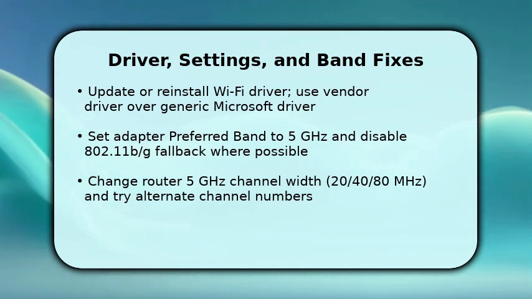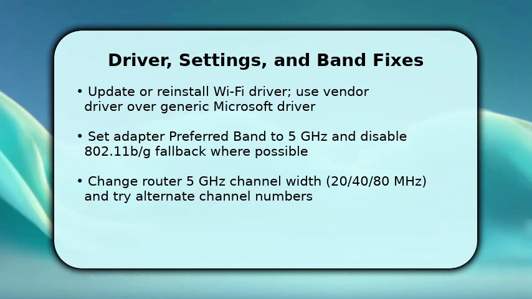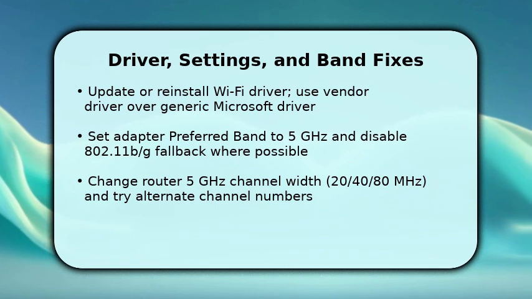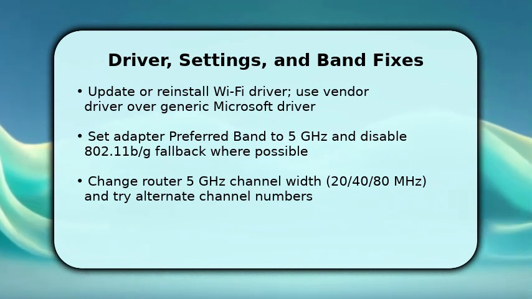GHz, disable it. Also change the router's 5 GHz channel width and try alternate channels. Sometimes interference prevents the laptop from seeing certain channels.